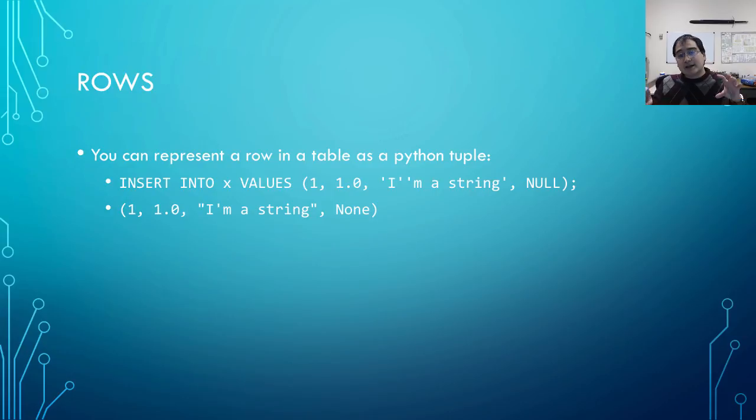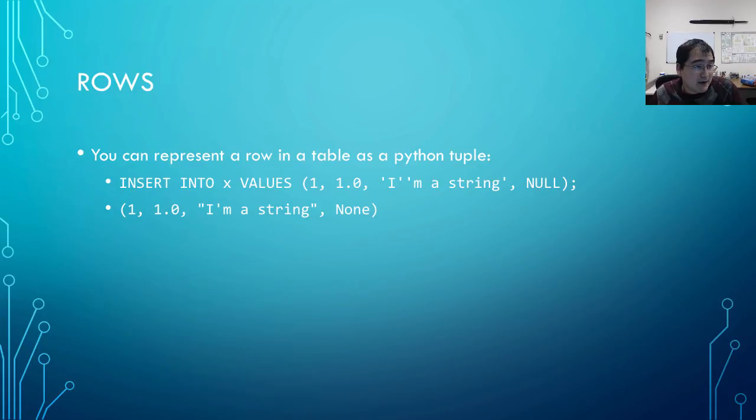So I'm actually escaping that single quote in my storage so that I only actually have to store the nice version of the string, the unescaped version of the string. And then that null becomes a None. So we're turning one big string, that insert into X values, that's one big string, we're converting to this tuple of nice Python types.